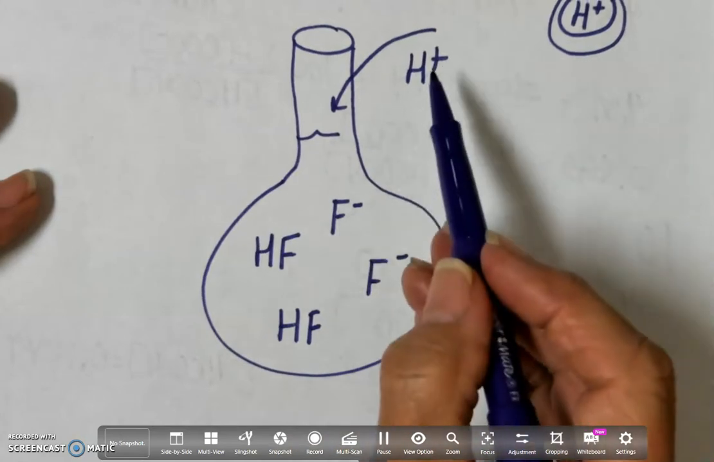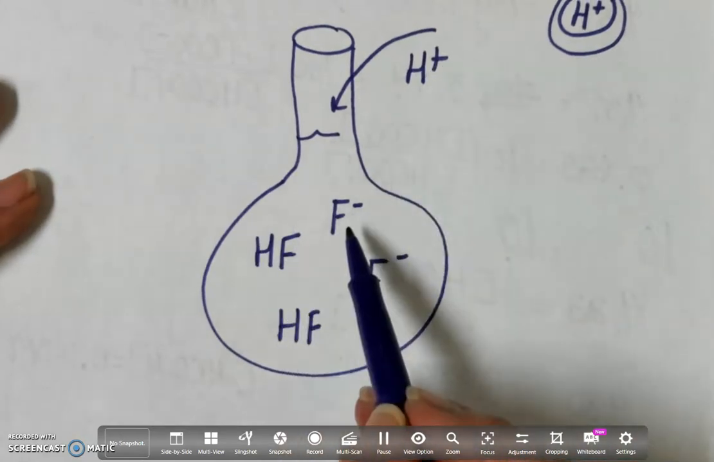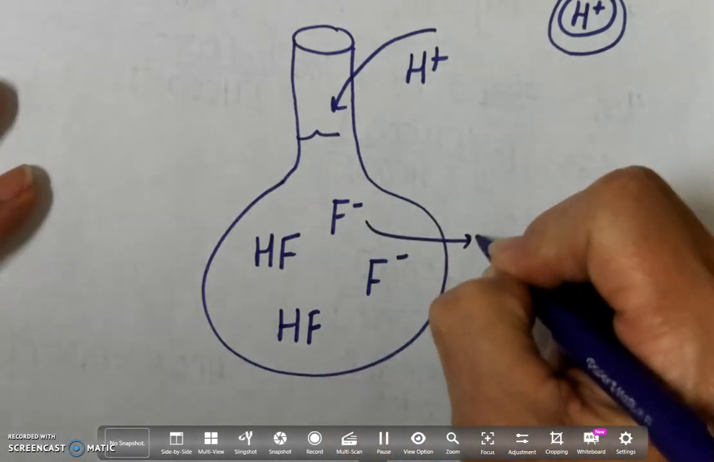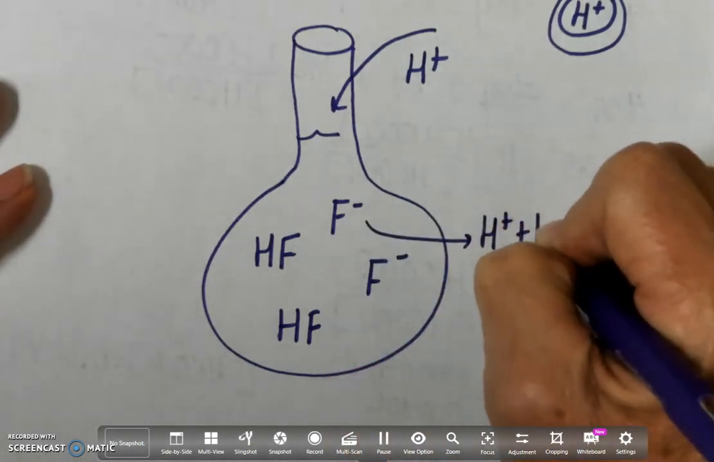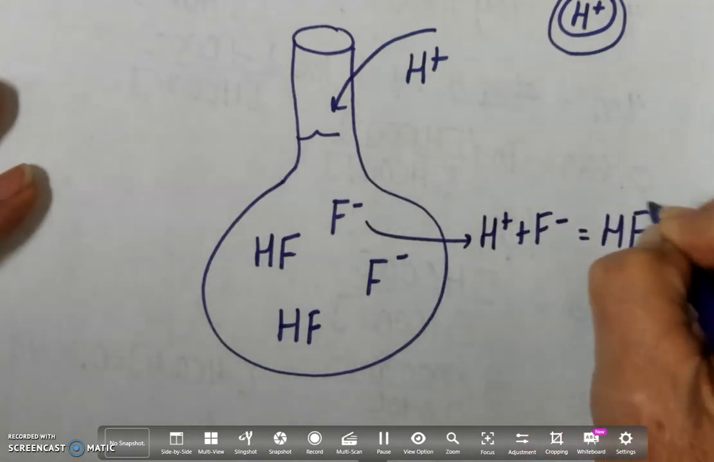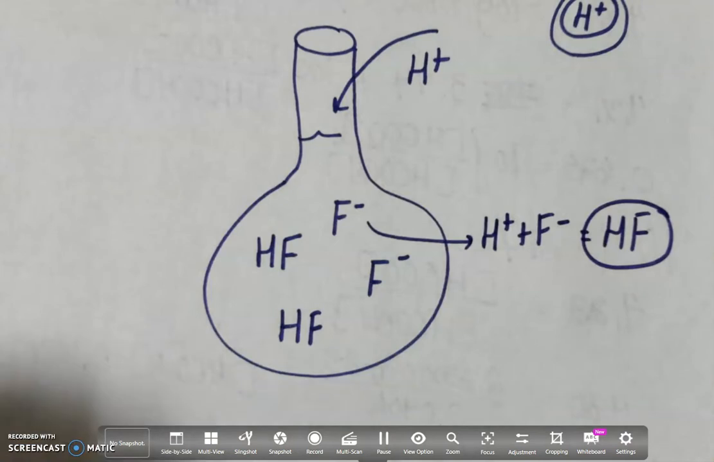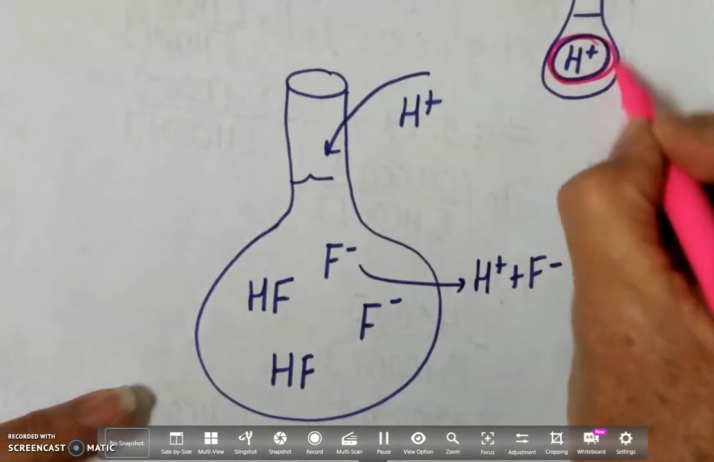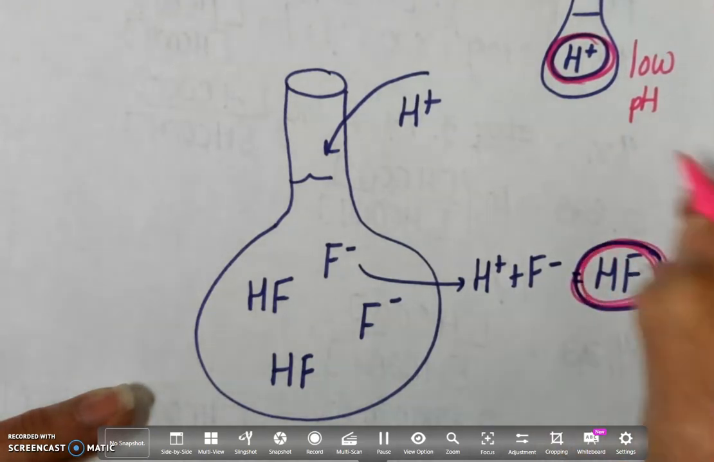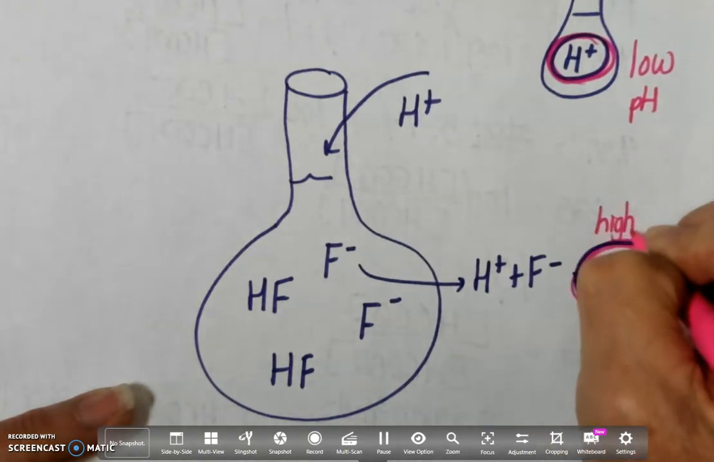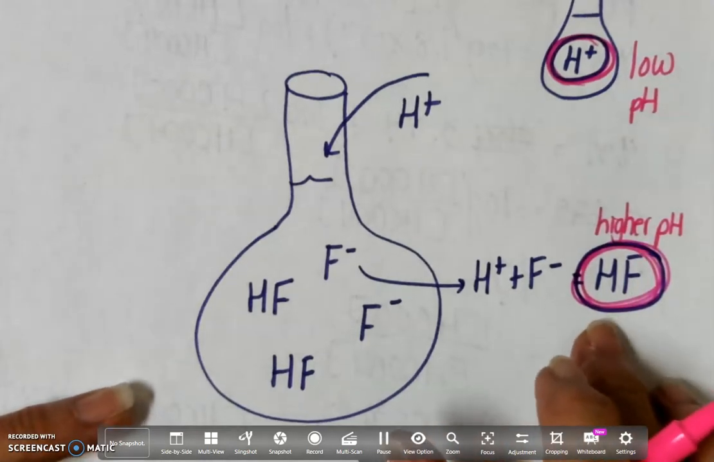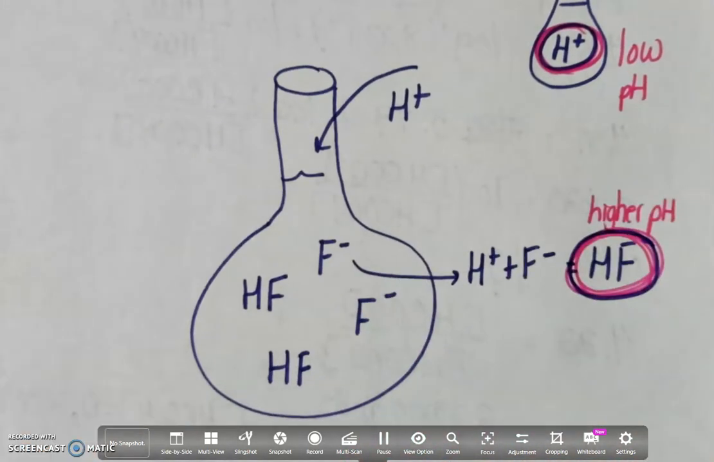These are sitting there waiting, and this can either react with HF or F minus. Well, this is the acid, so it's going to react with the base. H plus is going to react with F minus, and it's going to be equal to HF. So what do I have now? Instead of having that, which is low pH, I snatched it up and made this, which is higher pH. It snatched it up and buffered it and kept it from making just the dissociated acid.